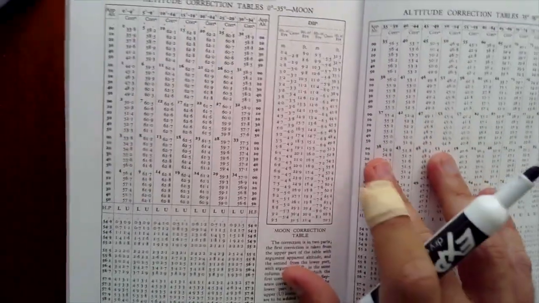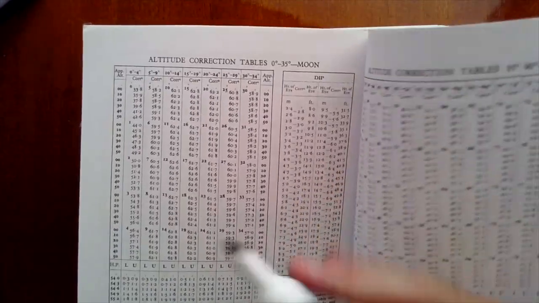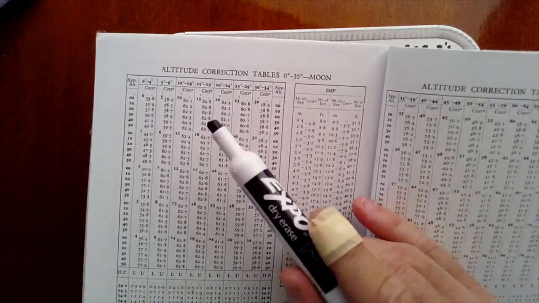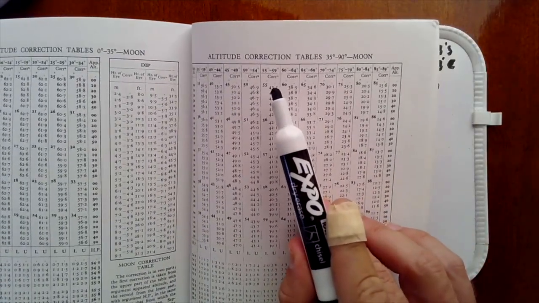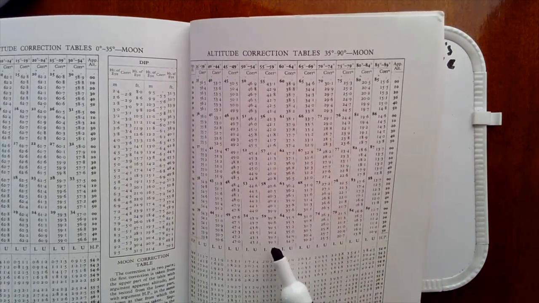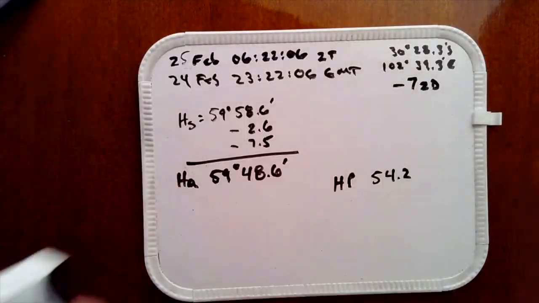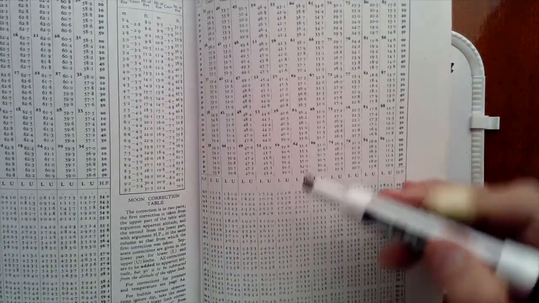So then for the apparent altitude for the moon, we go to the back of the book. And remember, there's a dip table that's reproduced here. You don't need to use it, but you can. So our apparent altitude was 59-ish. So that puts us kind of over here in this column. So 59 degrees 48.6 puts us right over here, so a 39.1 number one correction. And then stay in that column.